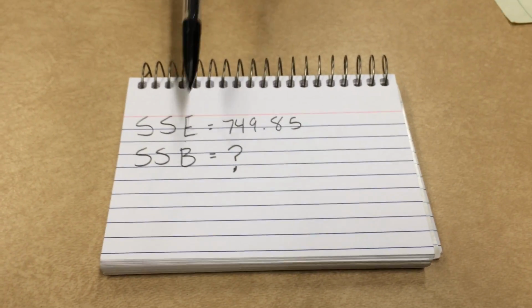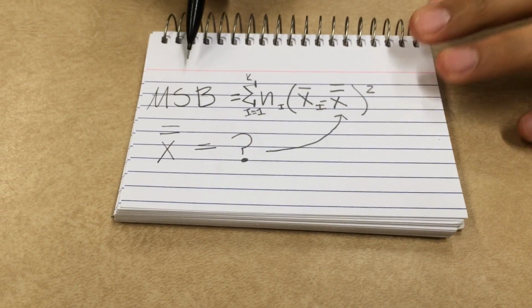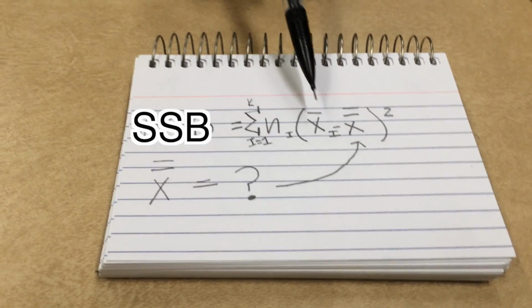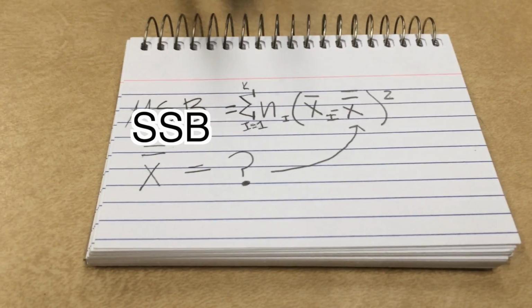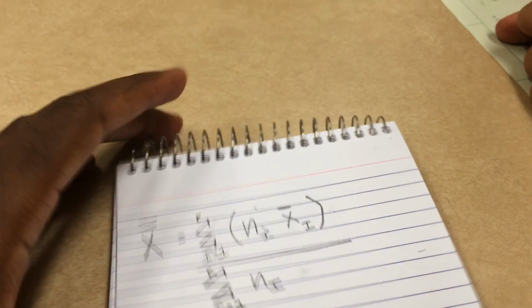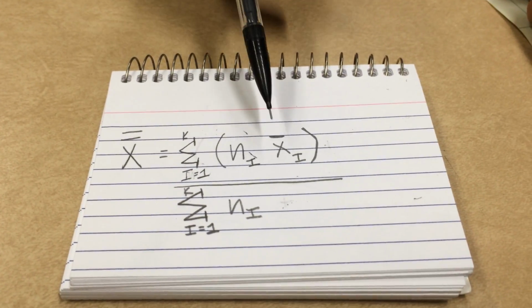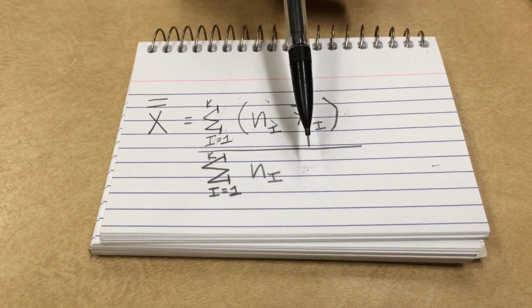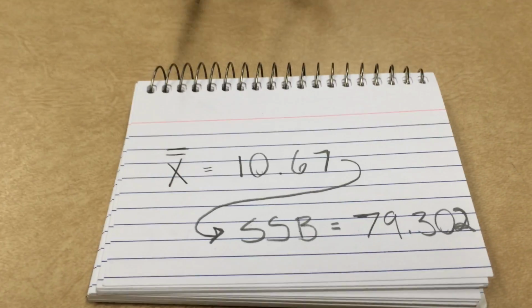So in order to solve for the SSB, we used the equation of, we're wrong right here, but it's okay. This should be SSB: the summation of n times the x average minus x double bar, squared. But we don't know what x double bar is, so we're going to use the next equation, which we're going to call the x double bar equation, to find x double bar. That is the summation of n times the average, all added up, divided by the total number of n's, which ended up being 90. So the value for x double bar that I got was 10.67.